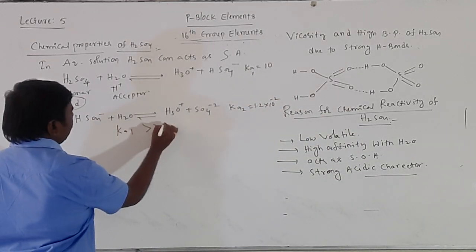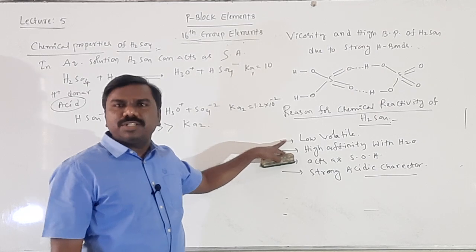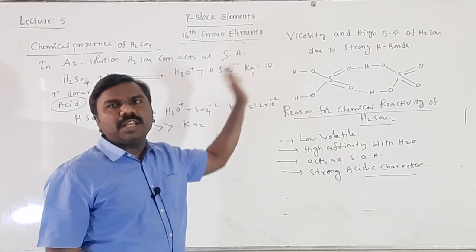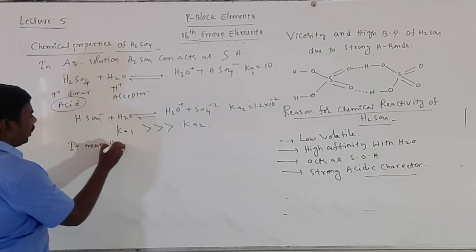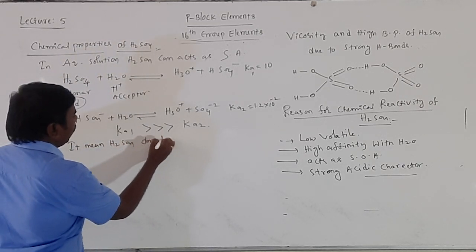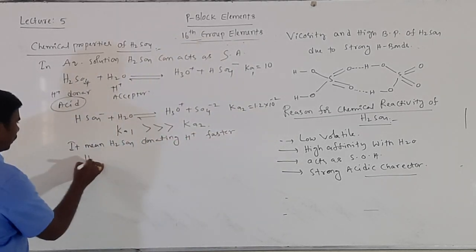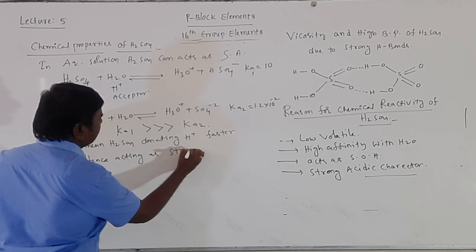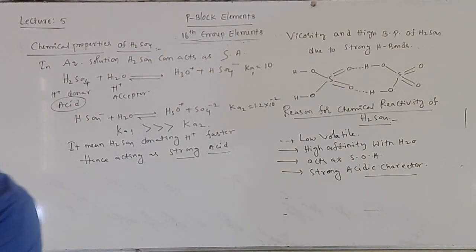Ka1 is greater than Ka2. It is 10 to the power of minus 2, 0.01. So Ka1 is more, in the sense that H2SO4 donates a proton very fast. It means H2SO4 donates protons faster, hence acting as a strong acid, the strongest acid actually, because of donation of protons.